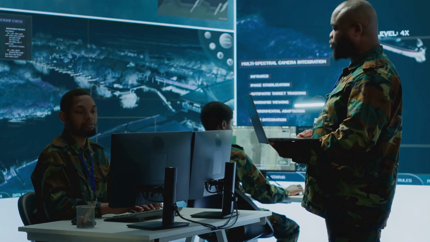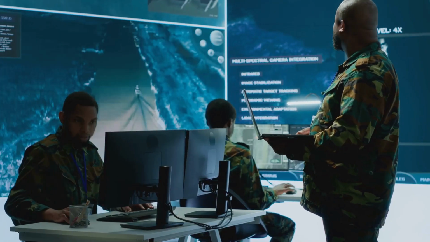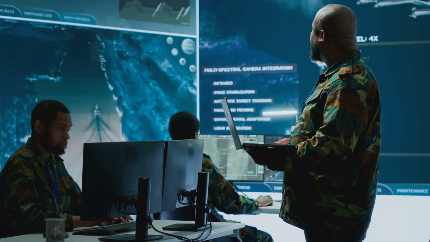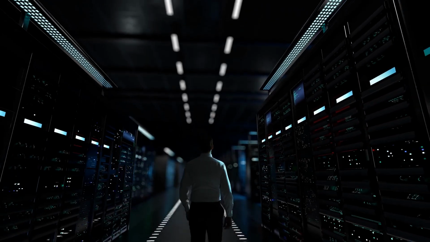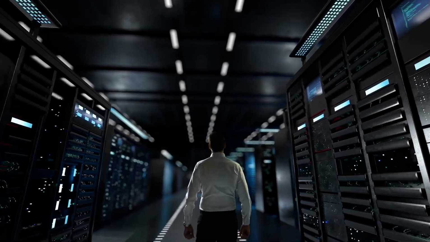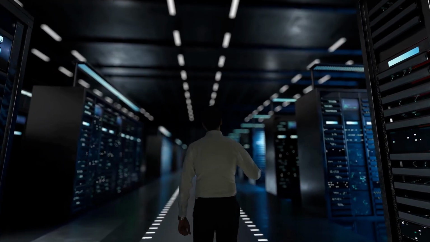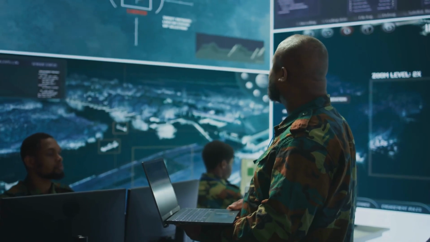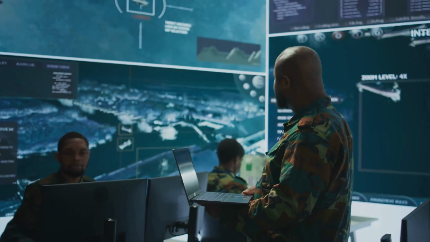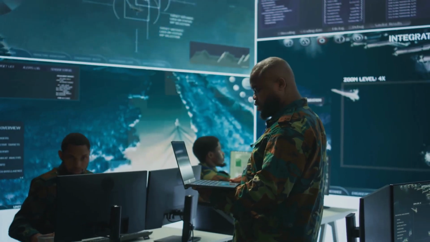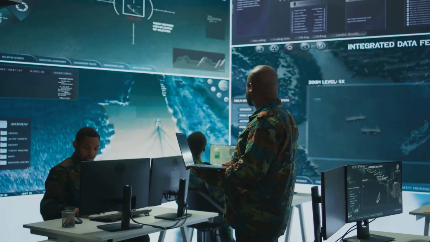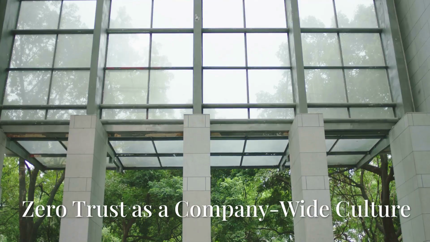The increasing sophistication of cyber attacks, fueled by technologies like generative AI, underscores the need for adaptive security measures. Zero Trust provides a framework for building adaptive security systems that can evolve and respond to new threats as they emerge. By continuously verifying identities, monitoring for suspicious activity, and enforcing least privilege access, organizations can stay ahead of the curve and mitigate the risk of a successful attack.